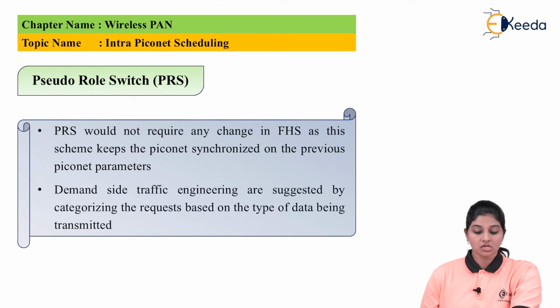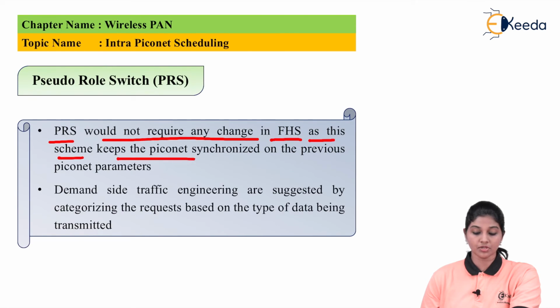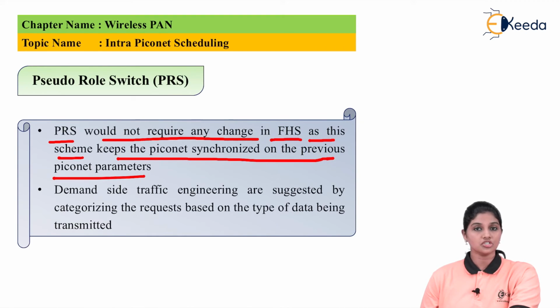Next, we are going to consider the PRS, which stands for pseudo role switch. PRS will not require any change in FSH, as this scheme keeps the Piconet synchronization on the previous Piconet parameters. So rather than changing the parameters of the Bluetooth or in the FSH, the Piconet synchronization is achieved by using the previously set Piconet parameters.